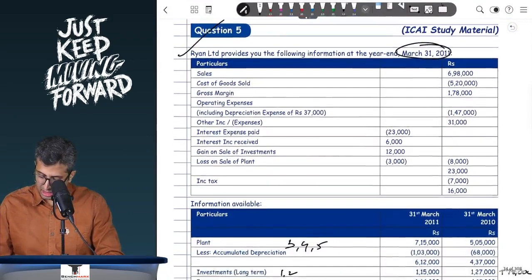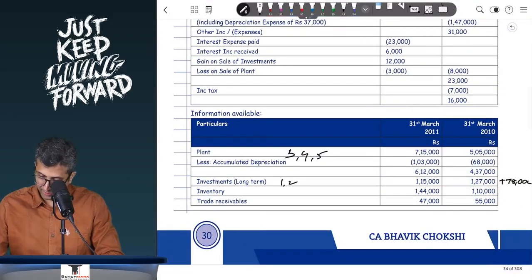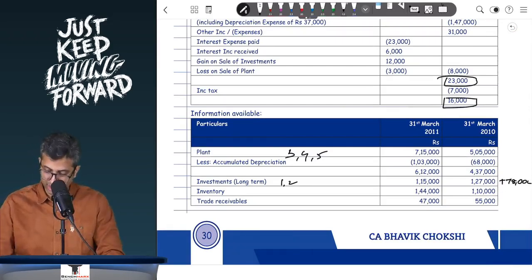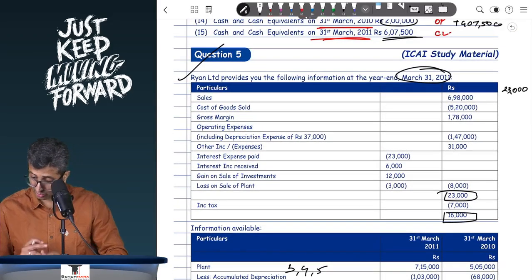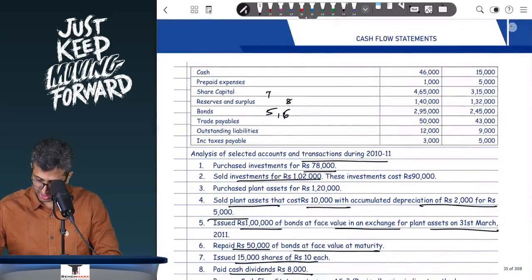we will look at the net profit. Net profit is how much? 16,000 plus income tax, and hence profit before tax comes to 23,000. So this is your cash flow from operation. You start with the profit before tax of 23,000. Tax paid should come last. You have any other provision for tax? Yes, there is income tax payable of 3 and 5.